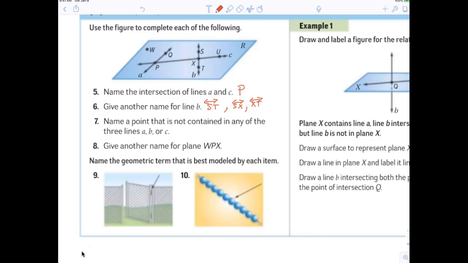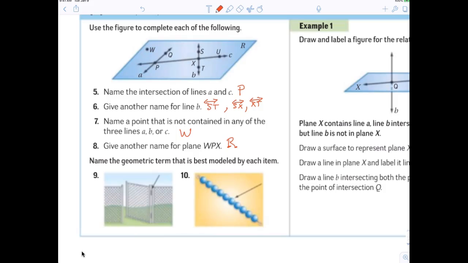Name a point that is not contained in any of the 3 lines. That would be W. Good. Give another name for plane WPX. You can name it plane R, and it's got to be italicized. The other way is with any 3 non-collinear points. Any 3 non-collinear points could describe that plane. Does anybody have any questions with that?